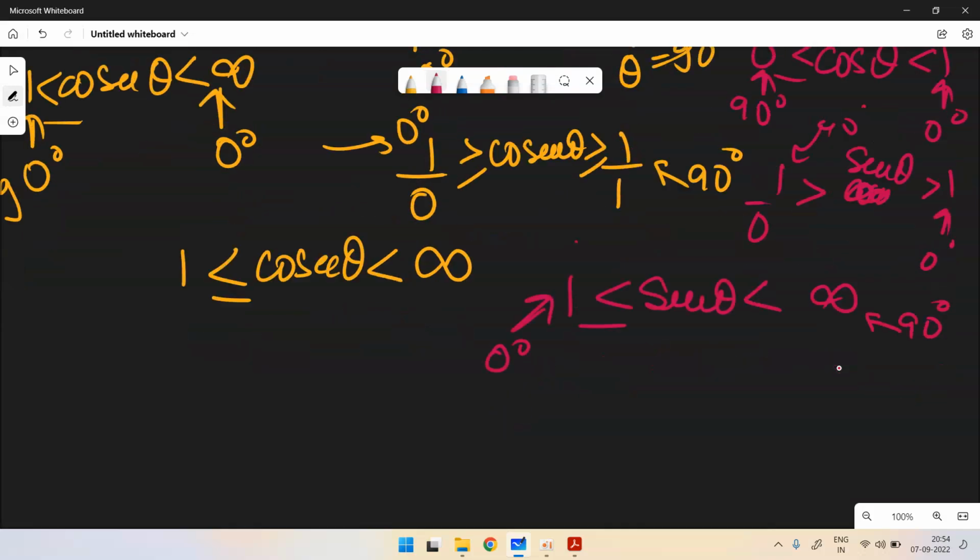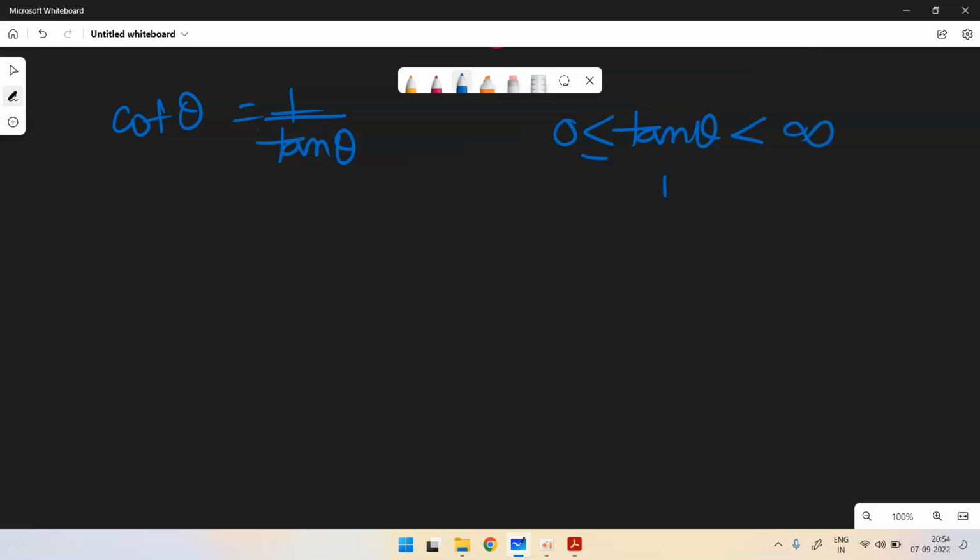Now one more thing is remaining, that is cot theta. So what is cot theta? Cot theta is 1 by tan theta. Now I have told you that the minimum value of tan theta is 0 and goes up to infinity. So for 1 by tan theta, taking the inverse, this becomes opposite: 1 by infinity and 1 by 0.